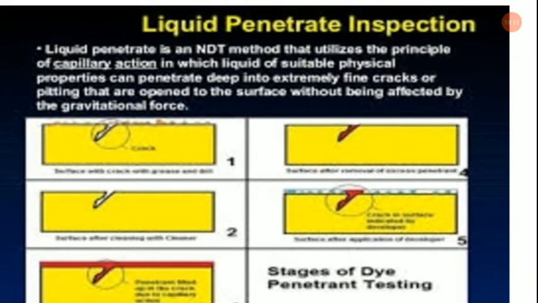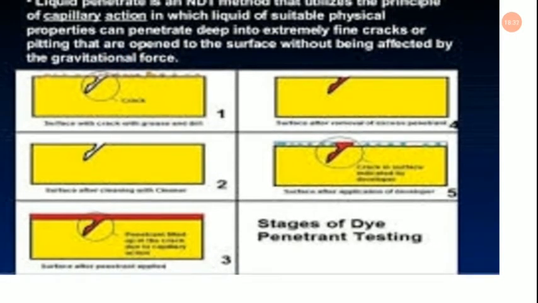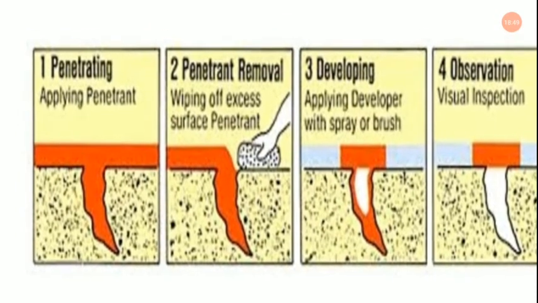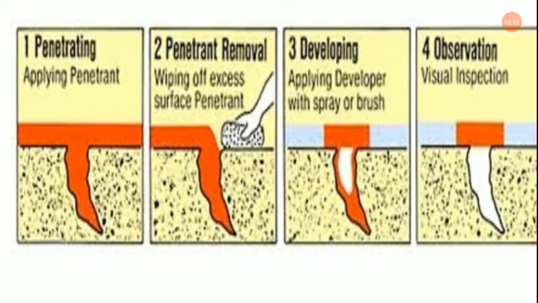Now, liquid penetrant inspection. Liquid penetrant is an NDT method that utilizes the principle of capillary action, in which a liquid of suitable physical properties can penetrate deep into extremely fine cracks or pitting that are open to the surface without being affected by the gravitational force. So, this is a crack, as you can see. When red dye is poured in it, it is clearly visible. So, these are the different stages of dye penetration testing.